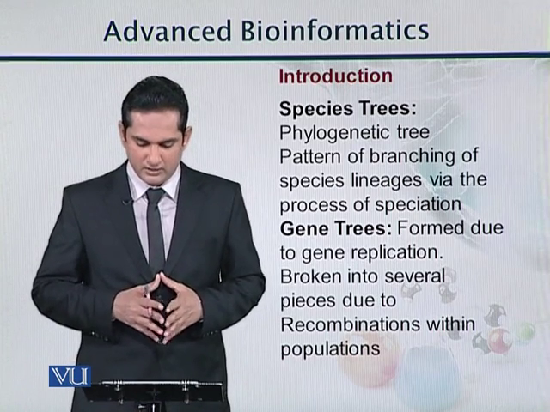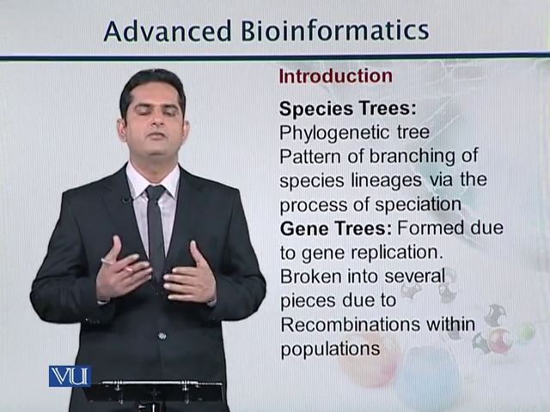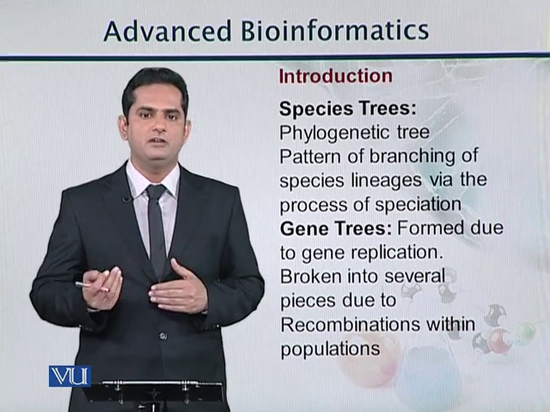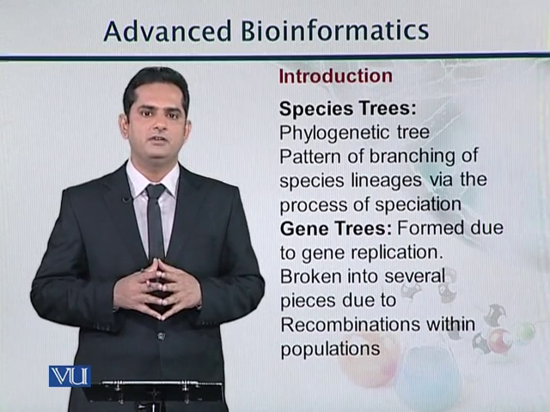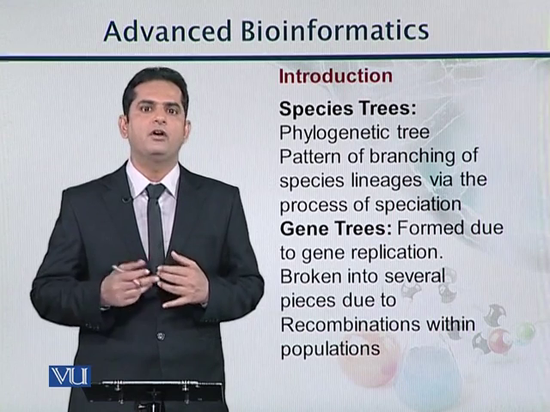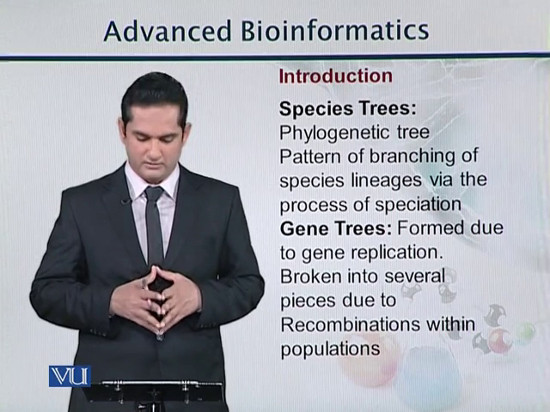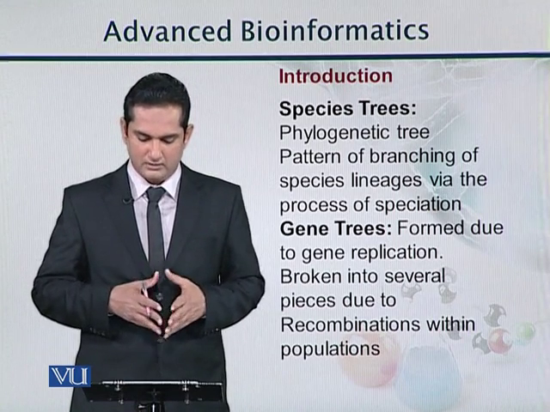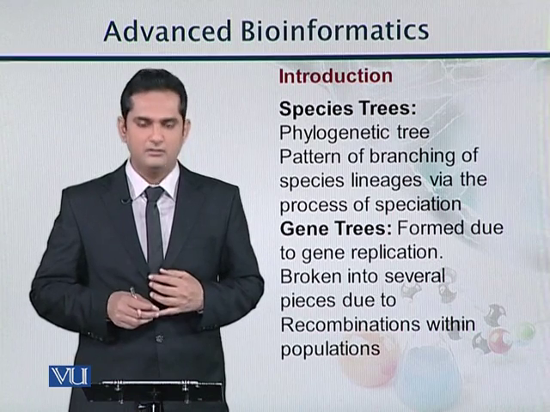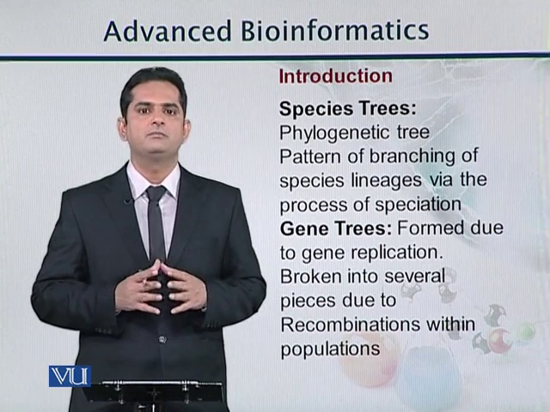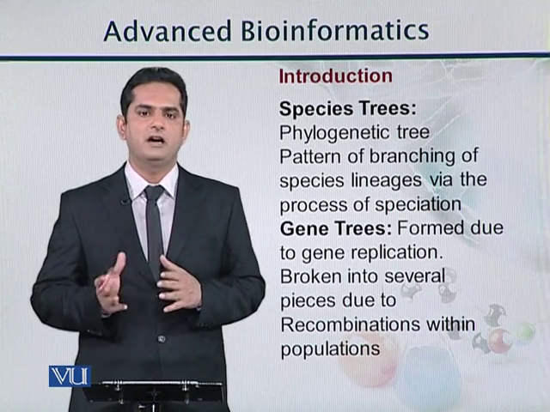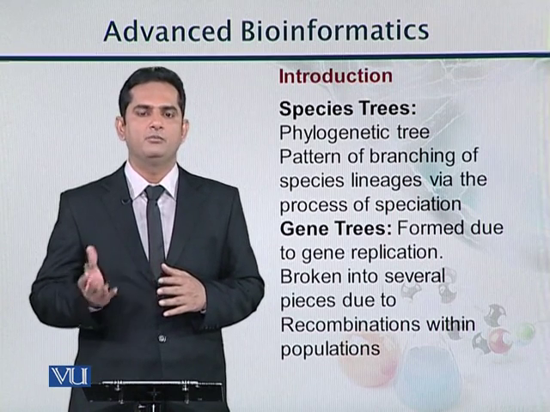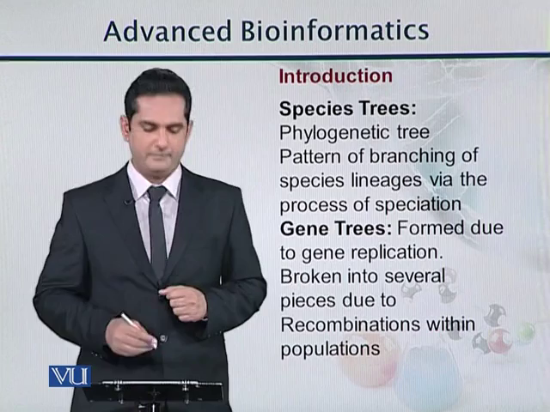Then the other one, gene trees, are basically made because of gene duplication events. So a gene duplication event means that there would be loss or duplication. There are two choices only. So what happens is it is also broken into several pieces due to its recombination with the population. It combines with the population and then it will modify itself positively or negatively.